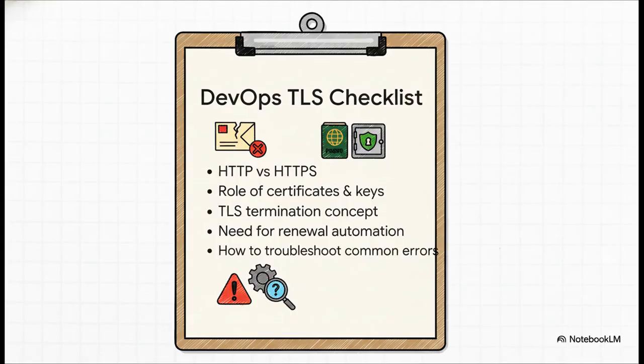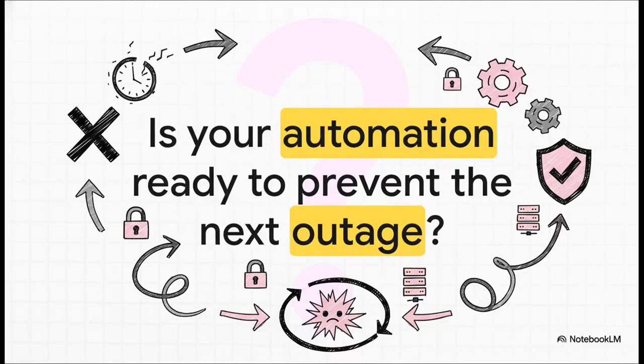As a DevOps pro, you've got to have this stuff down cold. You need to know the difference between HTTP and HTTPS, obviously. You need to understand the dance between a certificate, a public key, and a private key. You should be familiar with patterns like TLS termination. And most importantly, you must embrace automation for certificate renewals. It's just that critical. And that really brings us to the final thought I want to leave you with.